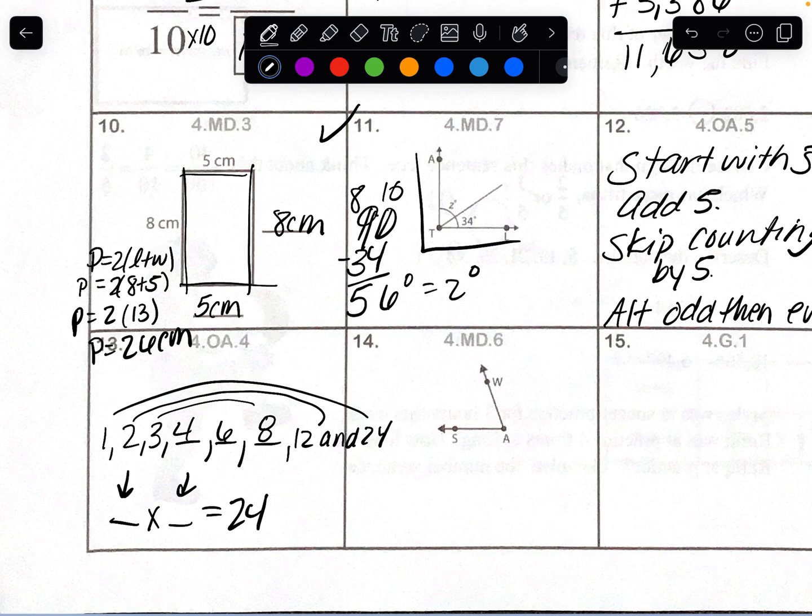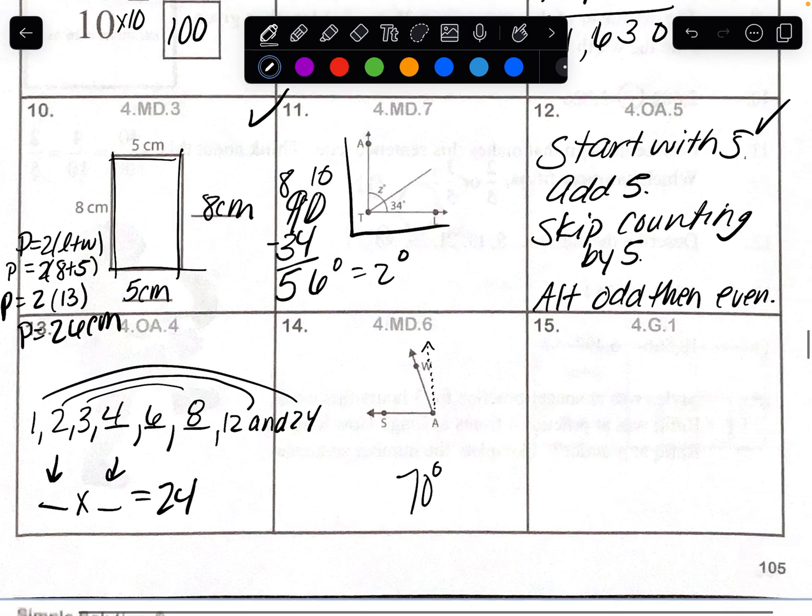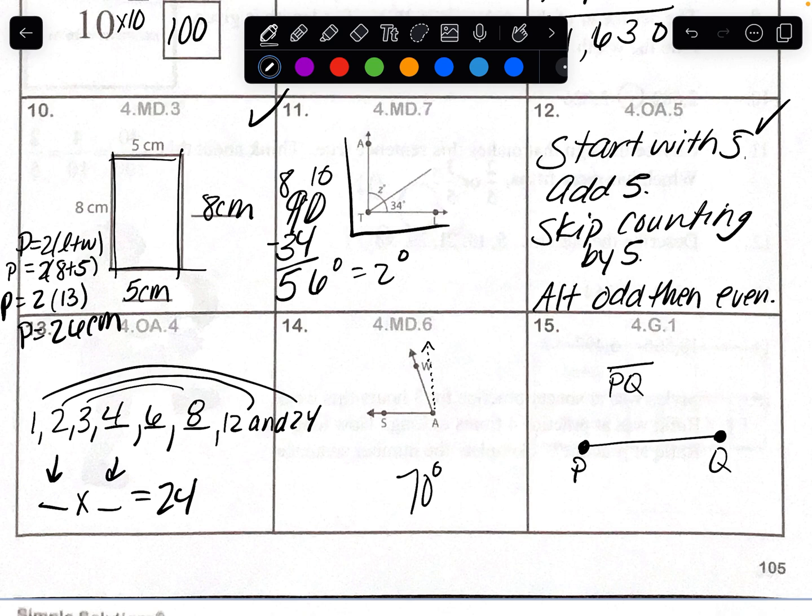All right, looking at 14, is that likely 30, 70, or 110? We can get rid of 110 100% because this right here is a 90-degree angle, and that would be closest to 70. 30 is just silly. All right, 15, draw line segment PQ. So if you notice, this is what it looks like. So you'll have 2 lines labeled P and Q. And that is a line segment, which means it has 2 endpoints.